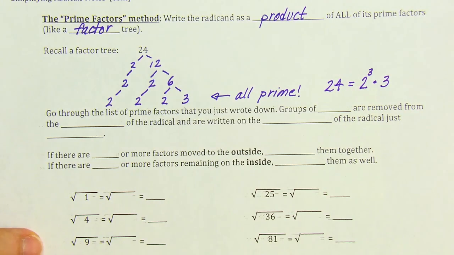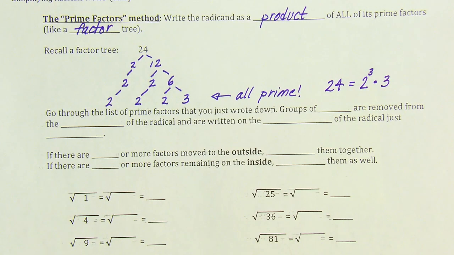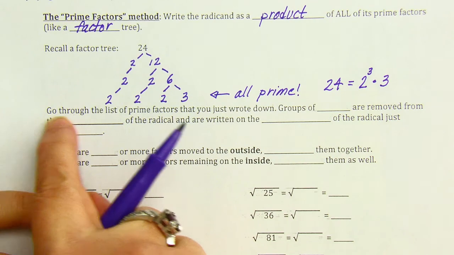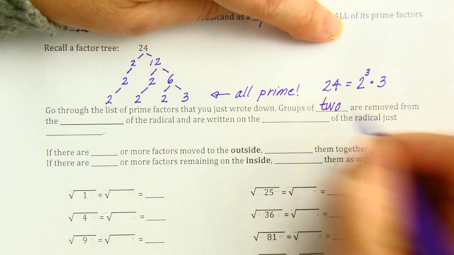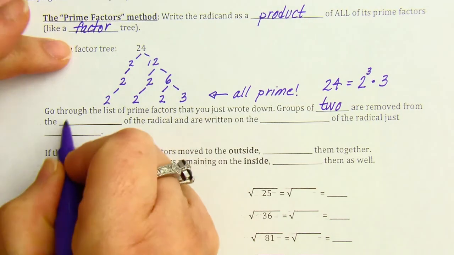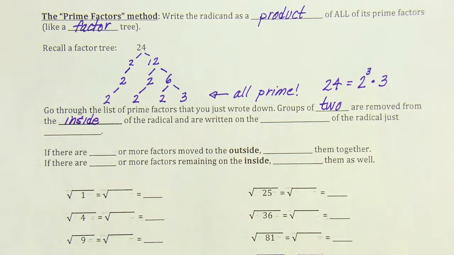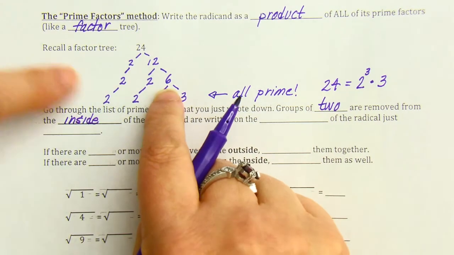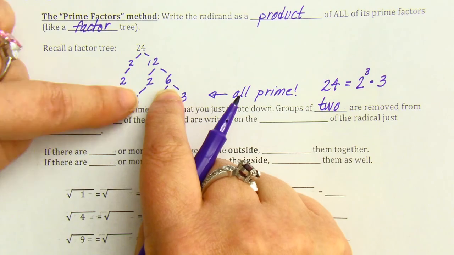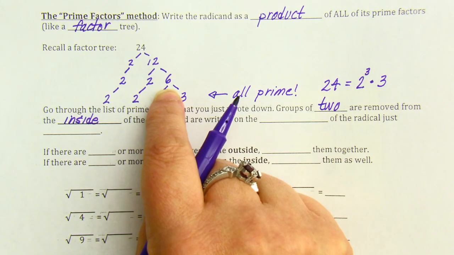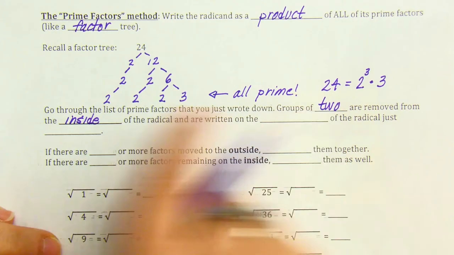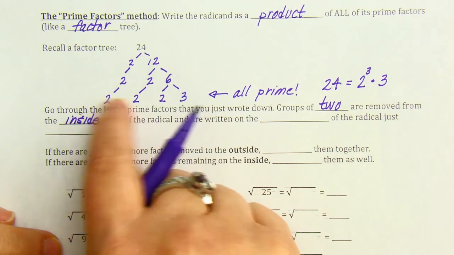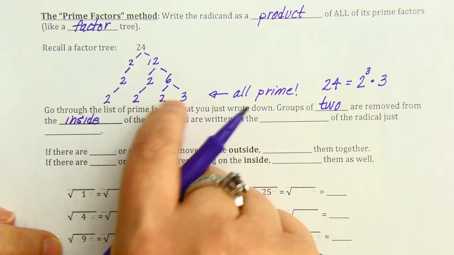Simplifying radicals helps you with some number theory and thinking about numbers in a different way. Go through the list of prime factors that you just wrote down. Groups of 2 are removed from the inside of the radical. Why? Because here's a group of 2, two 2's. That would be 2 squared. 2 squared is 4, and 4 is the square that would come out. So we're looking for groups of 2 that are the same. In this example above, I only have one group of 2. This 2 and this 3 would have to stay inside the radical if there was a radical around this.